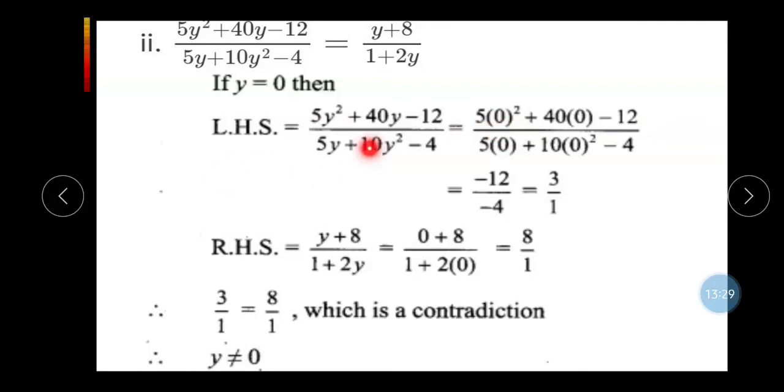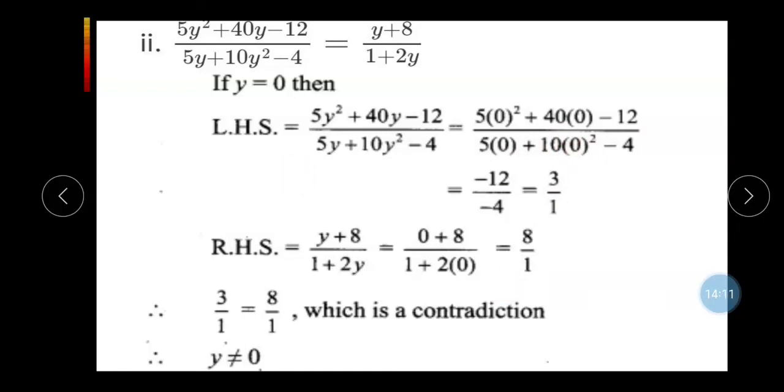So LHS is equal to (5y square plus 40y minus 12) upon (5y plus 10y square minus 4). Instead of y we will be substituting its value as 0. 5 into 0 square plus 40 into 0 minus 12 upon 5 into 0 plus 10 into 0 square minus 4. Any number multiplied by 0 we will get 0. So what remains is minus 12 upon minus 4. Minus sign will become positive, and when you reduce this, it is coming in the table of 4. 4 ones are 4, 4 threes are 12. So we get 3 upon 1.